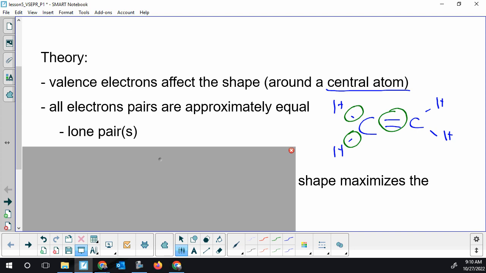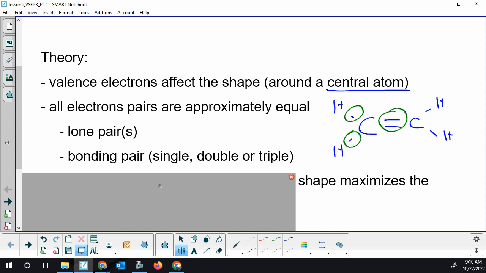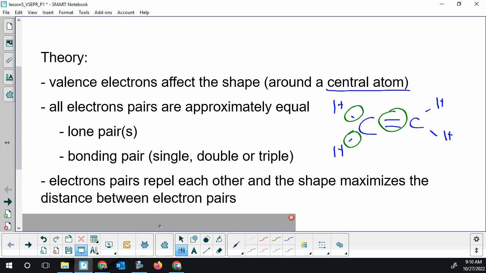Okay. So we're going to treat lone pairs the same as bonding pairs, whether they're a single, a double, or triple. We're going to treat them as one grouping. Okay. Electron pairs will repel each other. Groups of electrons are going to repel other groups of electrons, and the shape maximizes the distance between the electrons.